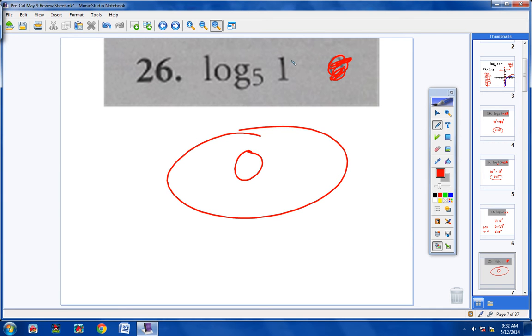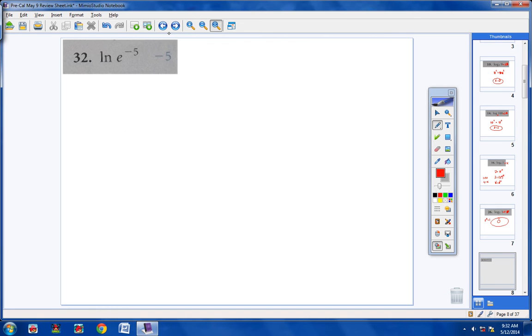Okay? I mean, you can set it equal to x if you want to, and you can write 5 to the x power equals 1. That's fine. But the only thing that would satisfy x is 0. 5 to the 0 power is 1. Okay, moving on to number 32.